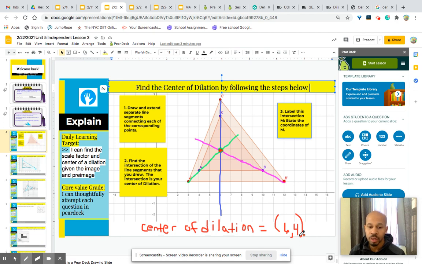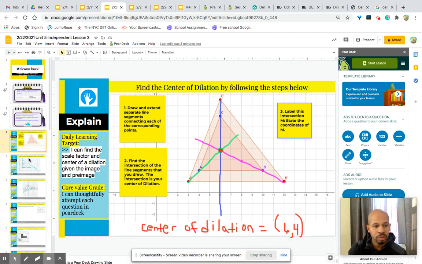Especially when the center of dilation is not 0, 0, you need to know what the center of dilation is. You should know what the center of dilation is for any dilation, but especially when it's not 0, 0. This is going to really be helpful towards finding the scale factor. So with that said, let's move on to the next slide.